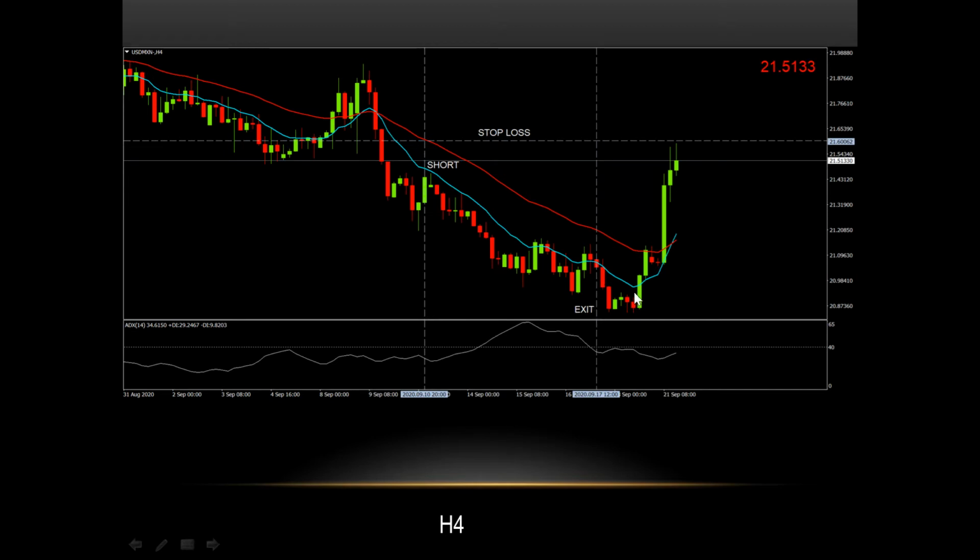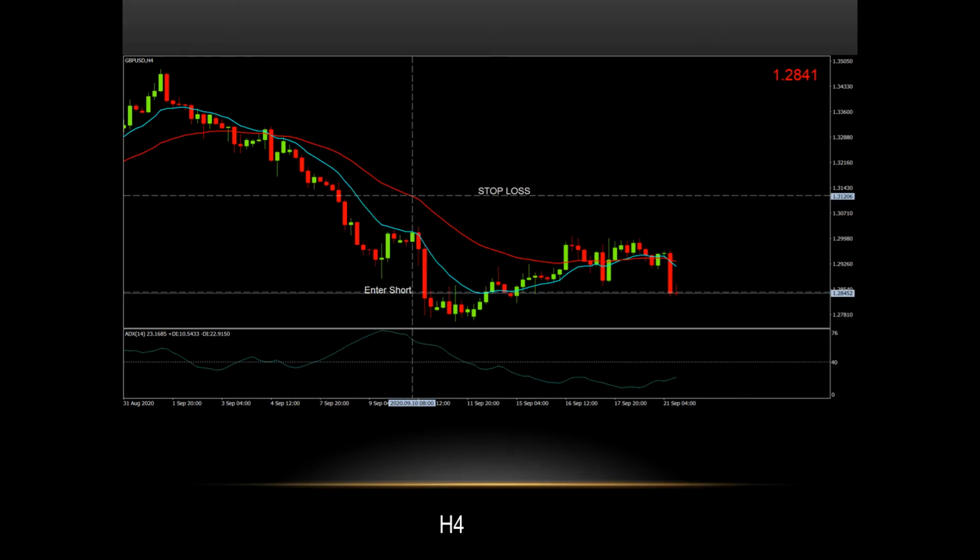All right, so that's on the US dollar Mexican peso. That's a short trade. And most people don't trade the US dollar Mexican peso because it's an exotic currency pair. But I've been trading that one for a couple of years, and I like to trade it.